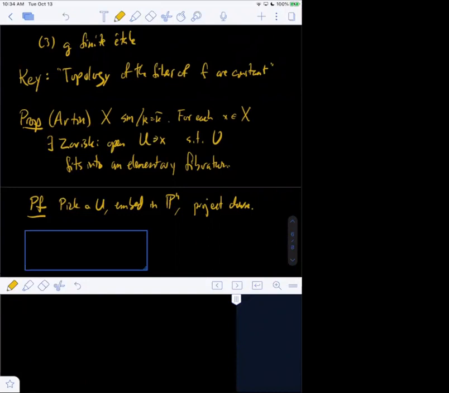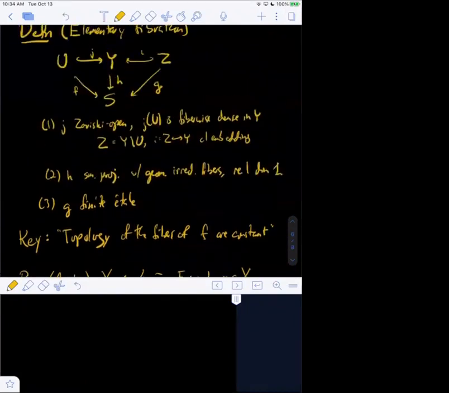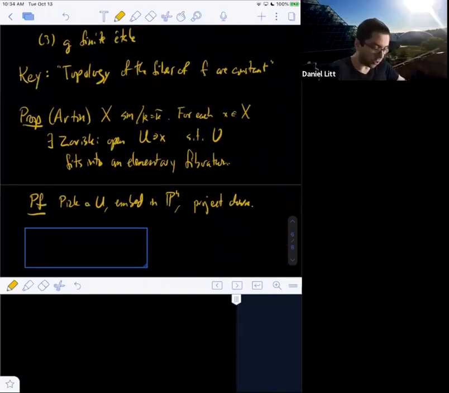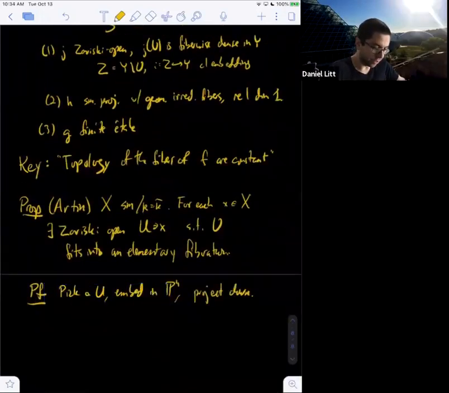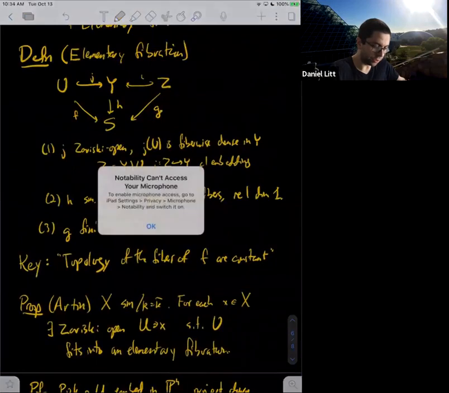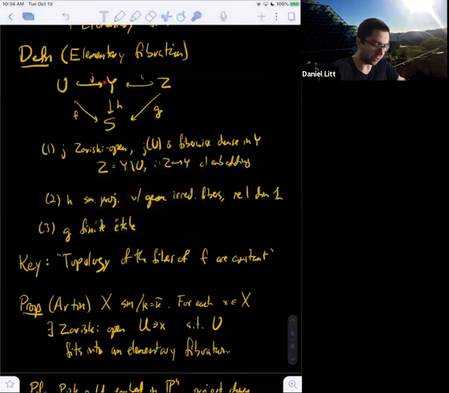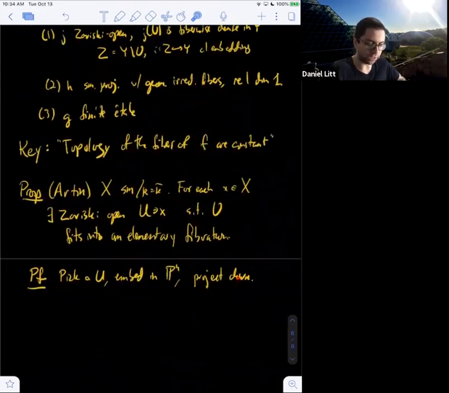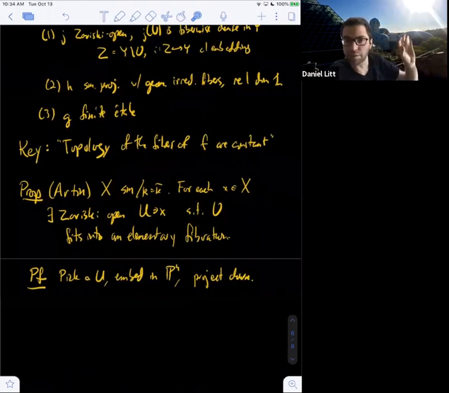So the base is Spec K bar in this case? No, it kind of can't be. The base S here always has dimension 1 less than U, right? Because U is an open in Y, so U and Y have the same dimension. And then this is a curve bundle. So when I say project down, I mean project away from a point, or project away from a line. Are there any questions about that?